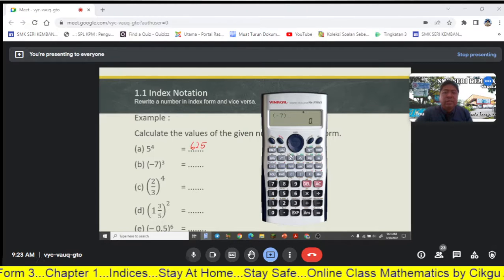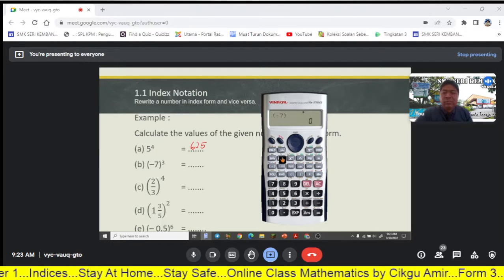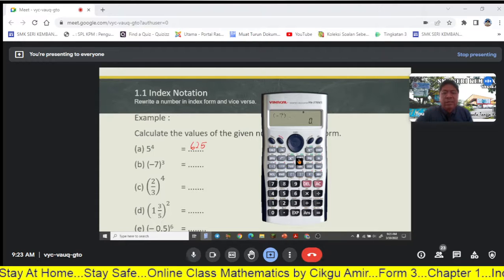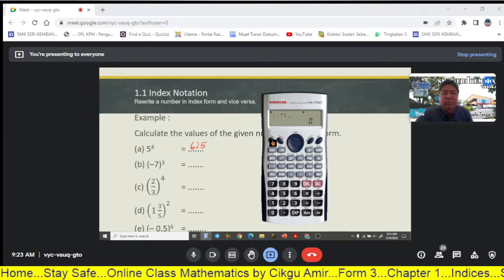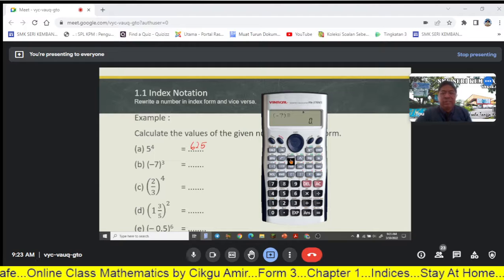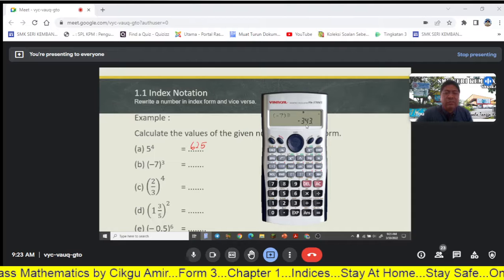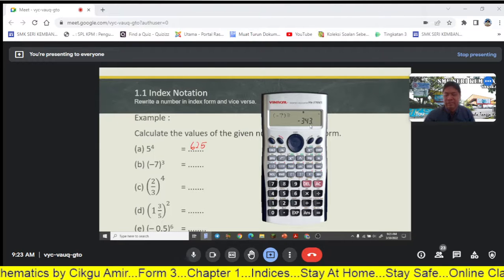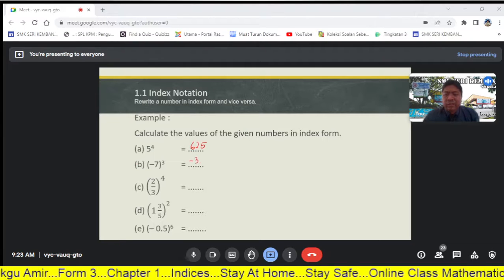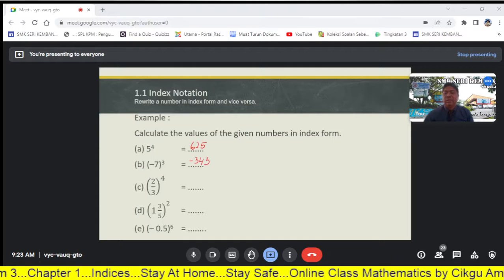The first way or the second way, the answer is always the same. If I'm using the second one, I press shift and I press x³. So the answer is negative 343.